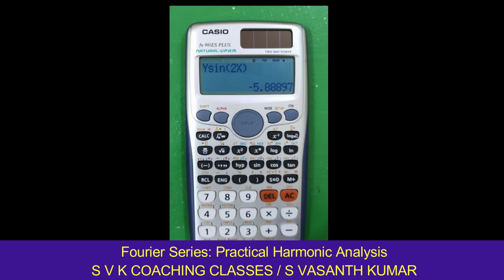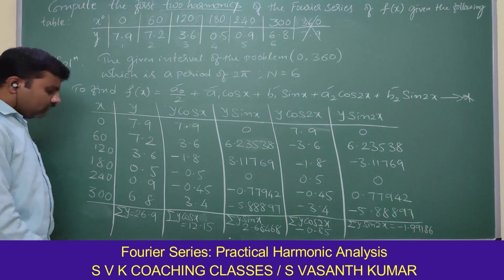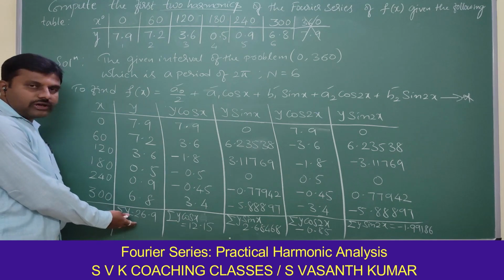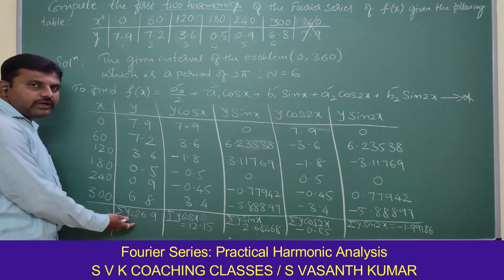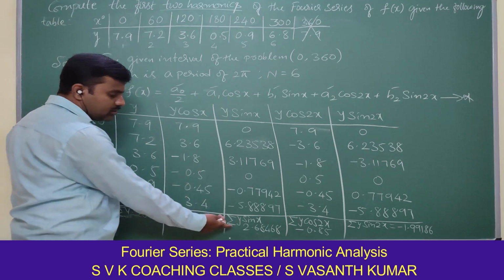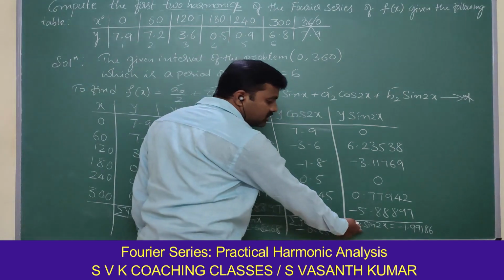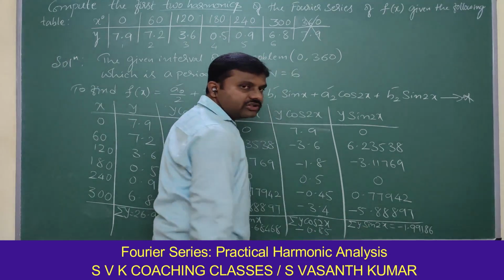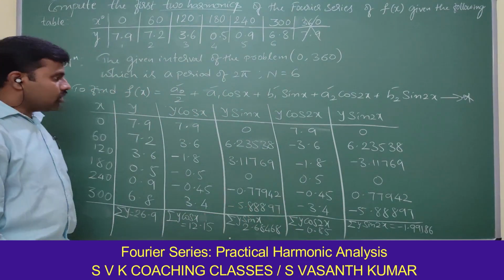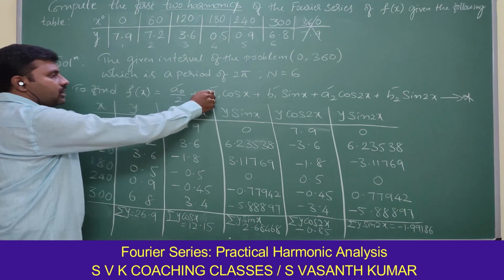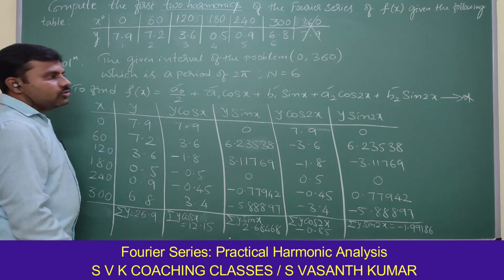Then substitute those values in equation star. You are going to get the required solution. This is the shortcut to find the harmonic analysis. These are the values I have got for summation y cos x, summation y sin x, summation y cos 2x, summation y sin 2x. Now I can find out A0, A1, B1, A2, B2.